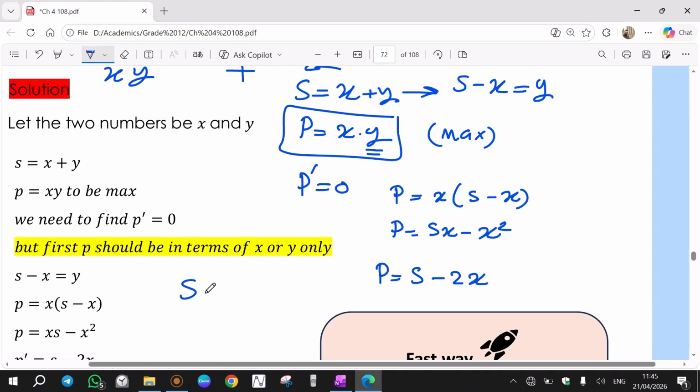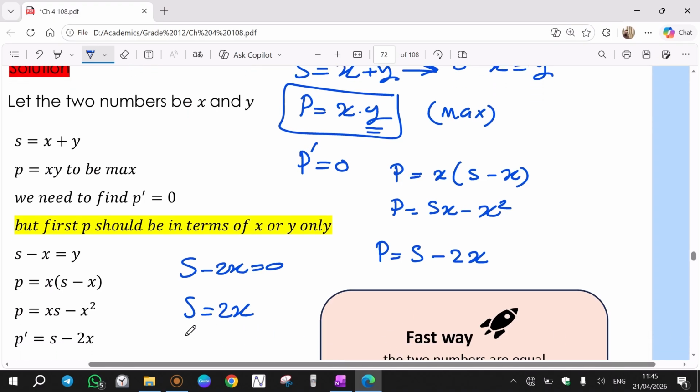Now s minus 2x equal to 0. Let's write it here. S minus 2x equal to 0. X to the other side, s equal to 2x. Divide by 2, x equal to s over 2. I found x. After I found x, I'm going to use x to find y. We knew already y equal to s minus x.